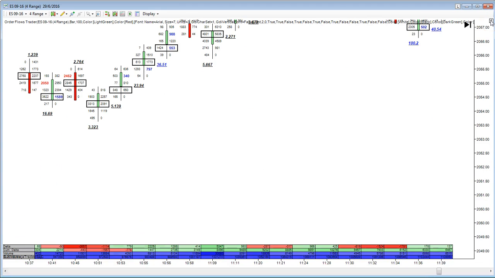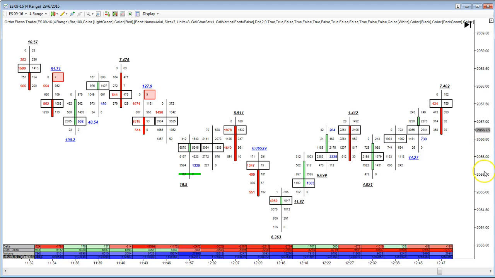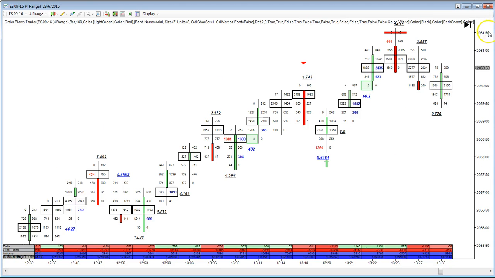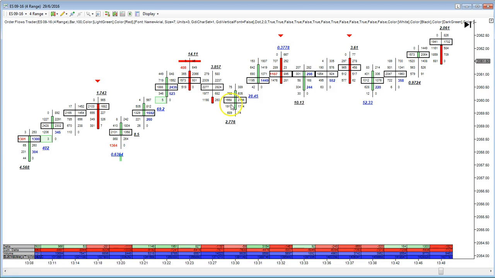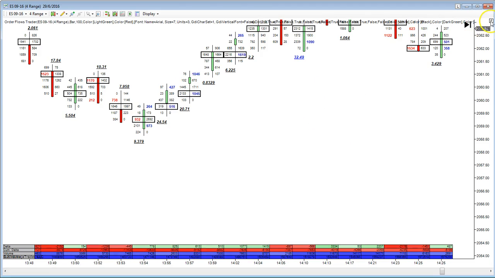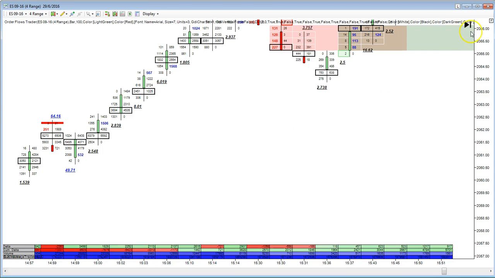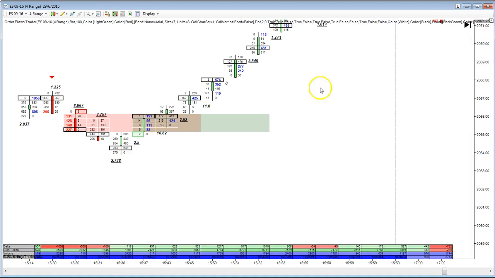What do we got here? Anything? Nothing. This was a buy that failed. There's going to be days where you have a lot of good trades, and then days you have some losers. This was a sell. It just sort of went sideways on you. This was a sell that failed. And that was the end of the day.